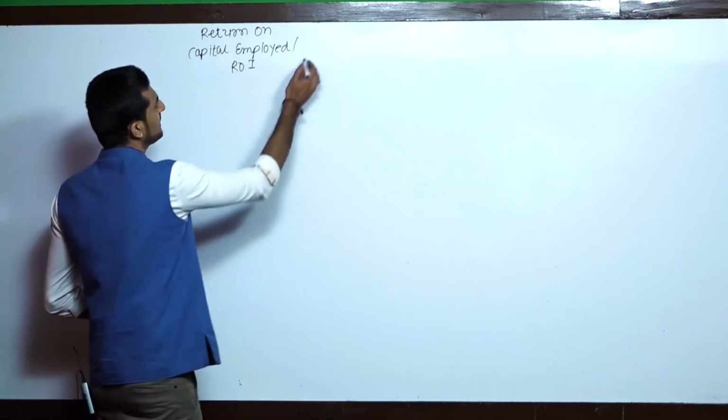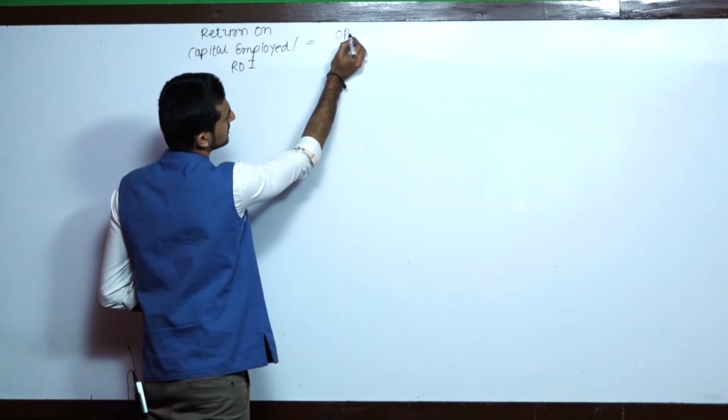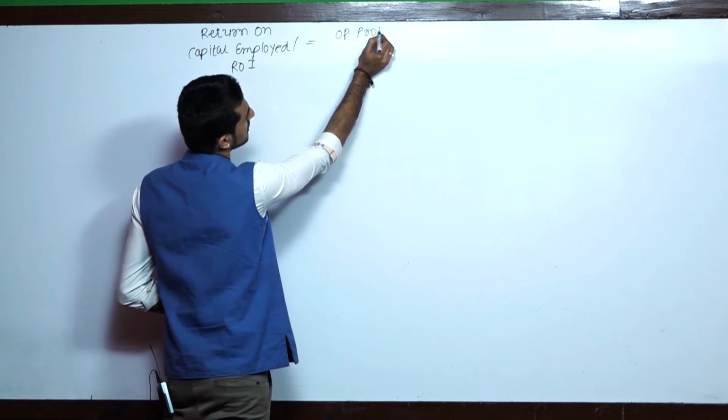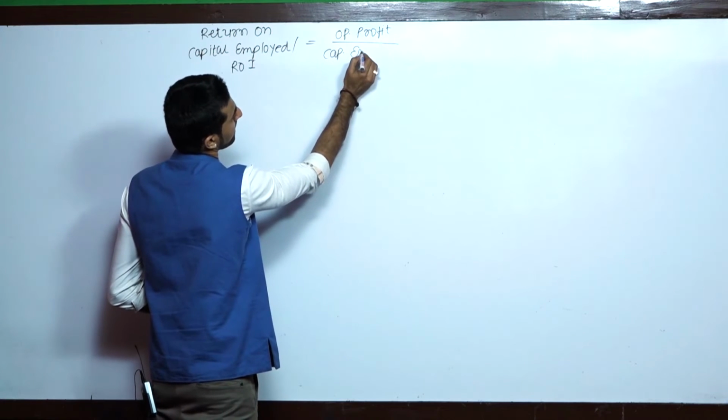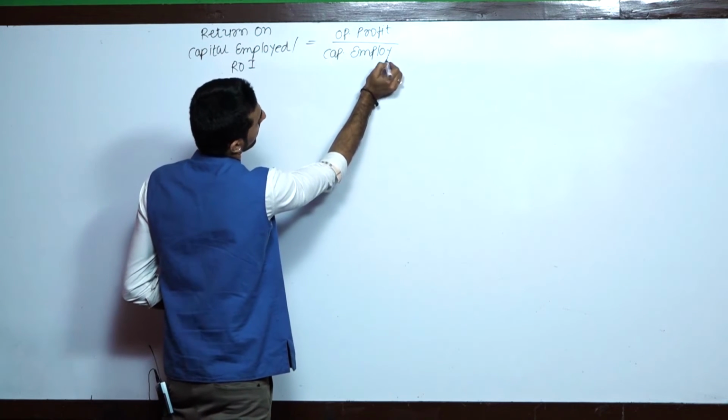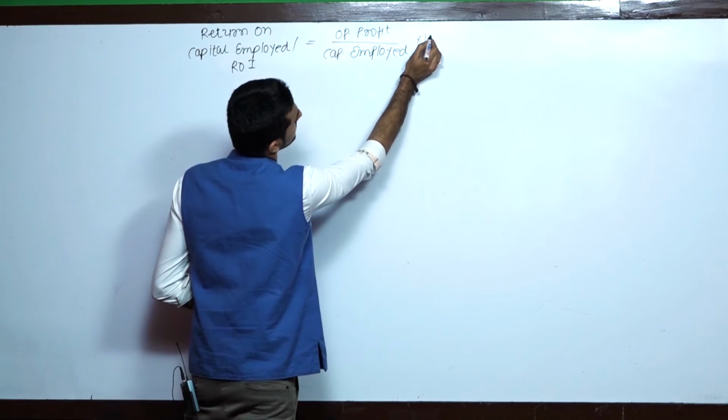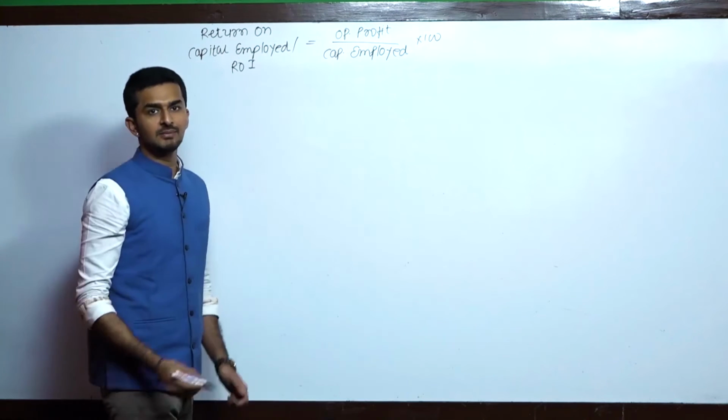So we will have it this way: ROCE is equal to operating profit divided by capital employed into 100.